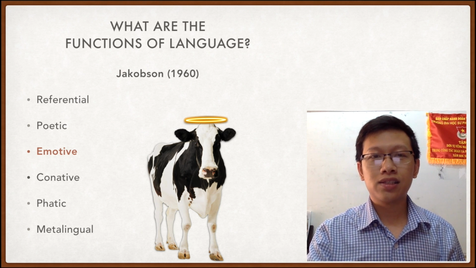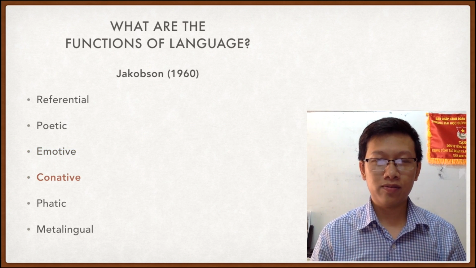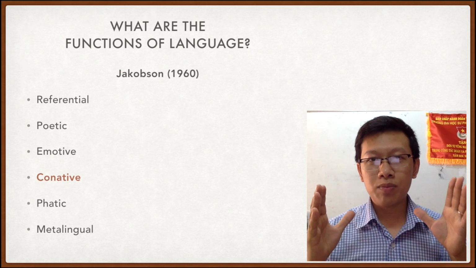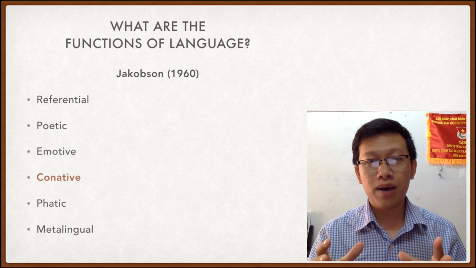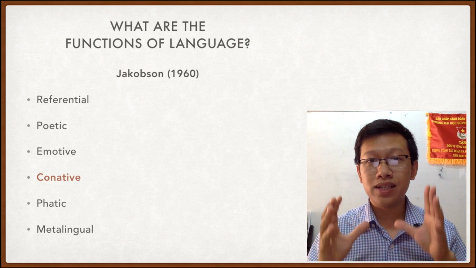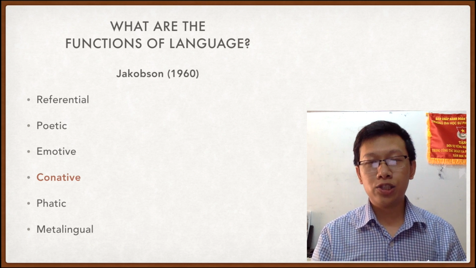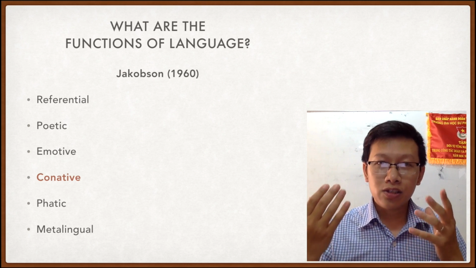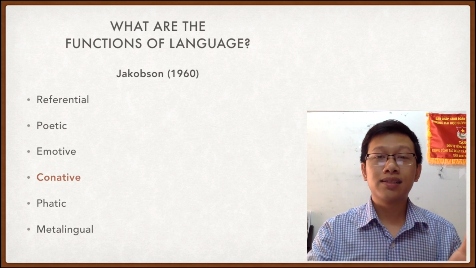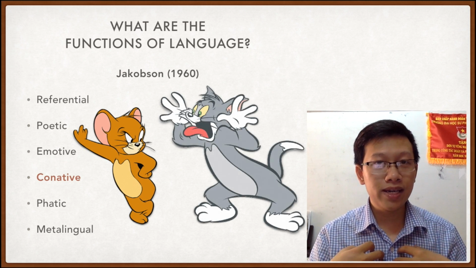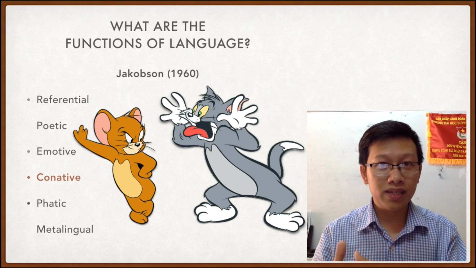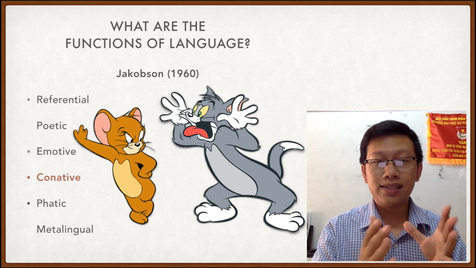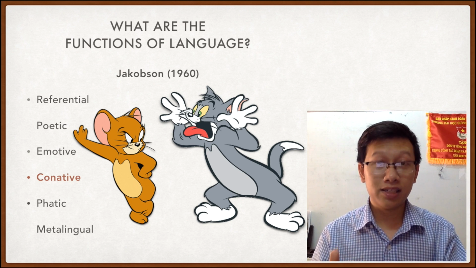The next use is conative. Remember the pronunciation. When we say conative, this is no longer about yourself. This is about the other person. We understand that during the course of communication, sometimes we need to address another person. So for example, when Jerry says to Tom, Jerry is the addresser and Tom is the addressee. Jerry is the sender, Tom is the receiver of the message.